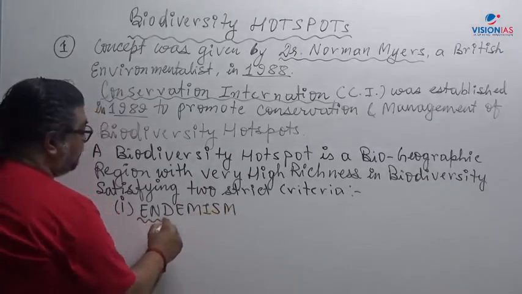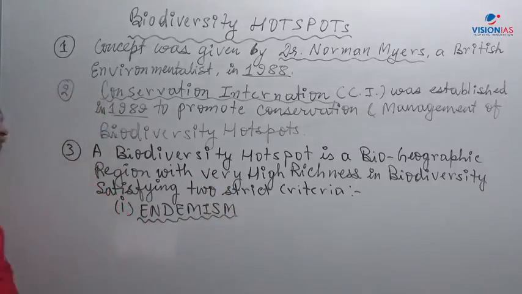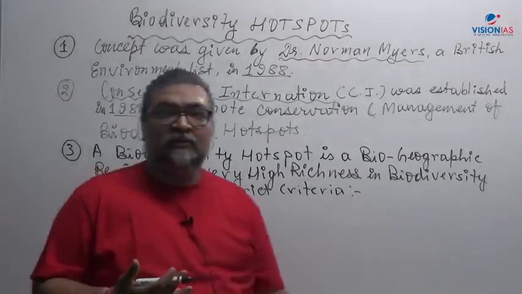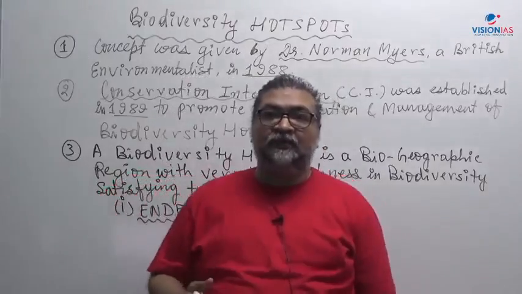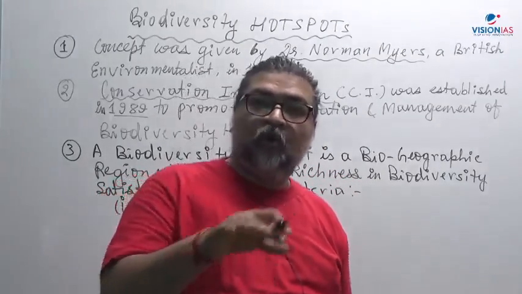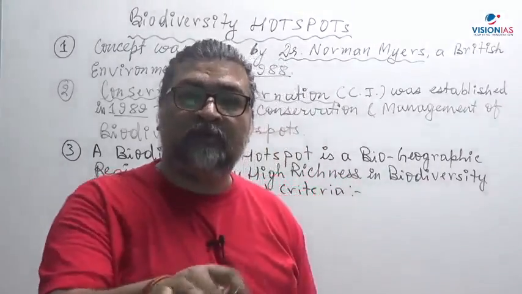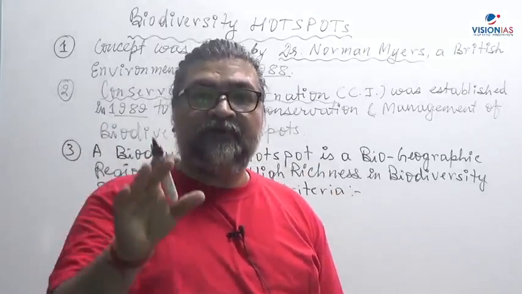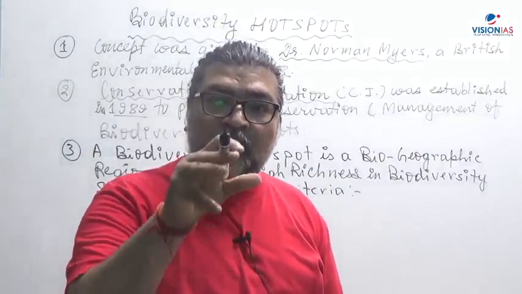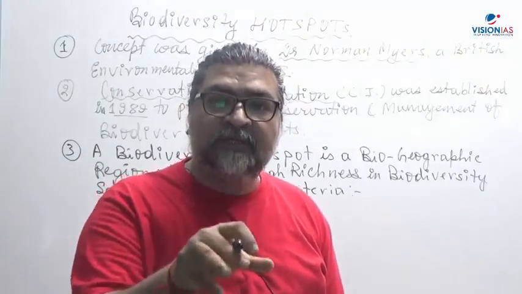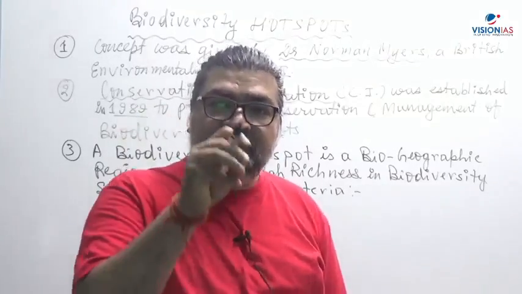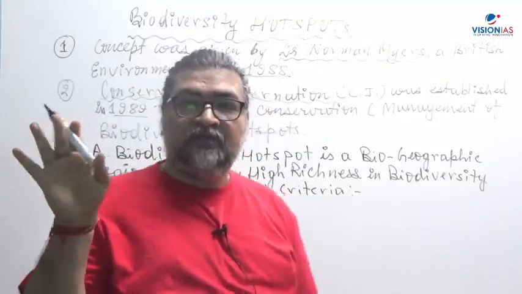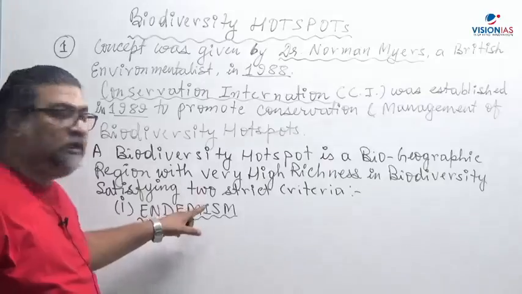What is the first criteria? The first criteria is endemism. What do you mean by endemism? That species are found only in that hotspot, nowhere else. When you say endemic species, they are only localized, only found in such habitat, such ecosystem, such area, nowhere else.